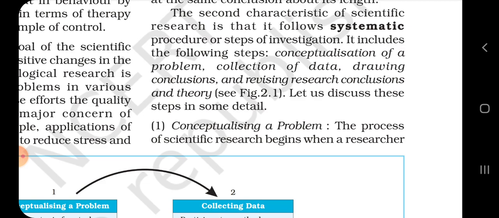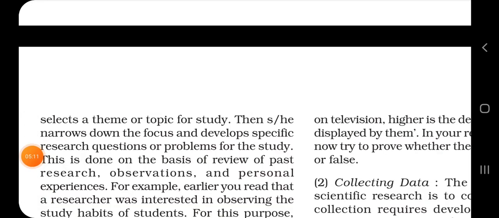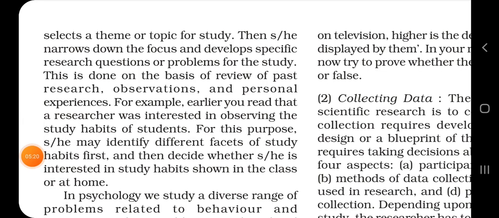1. Conceptualizing a problem. The process of scientific research begins when a researcher selects a theme or topic for the study. Then she or he narrows down the focus and develops research questions or problems for the study. This is done on the basis of review of past research, observations, and personal experience.